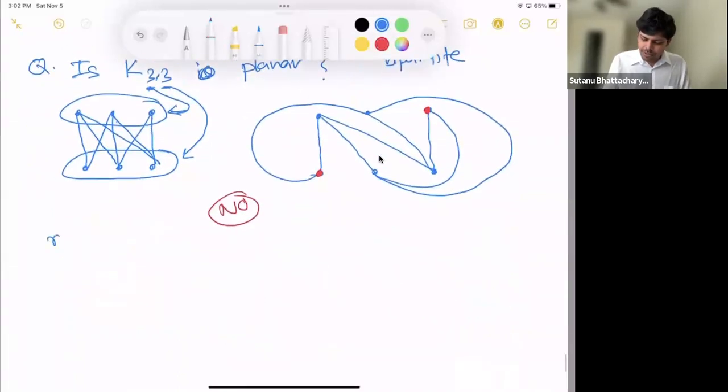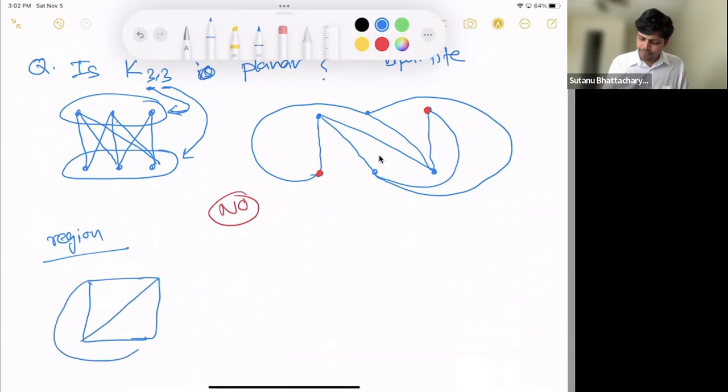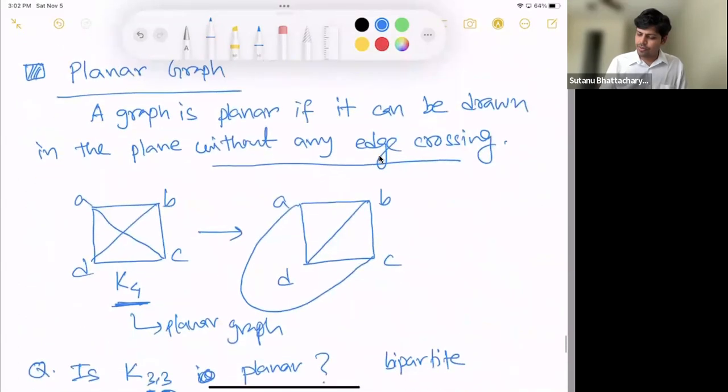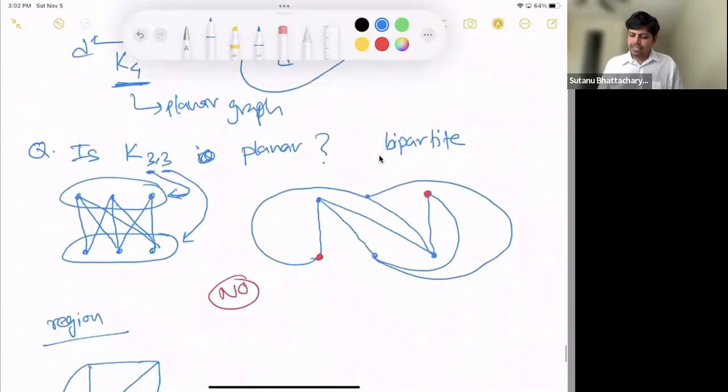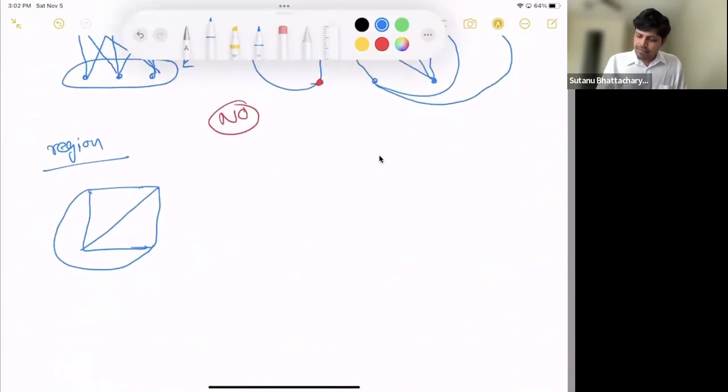Here we'll introduce one concept called region. So this is one planar graph that we drew before, the complete graph. So what is a region? In this planar graph, this is region 1, this is region 2, and this is region 3, non-overlapping regions. And this is the unbounded region, that is region 4. So in this graph, there are 4 regions.